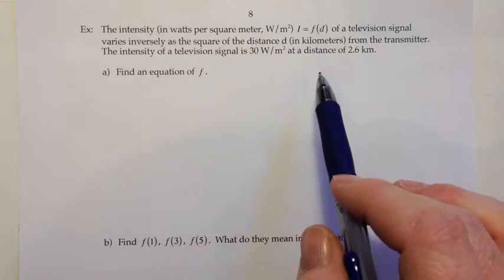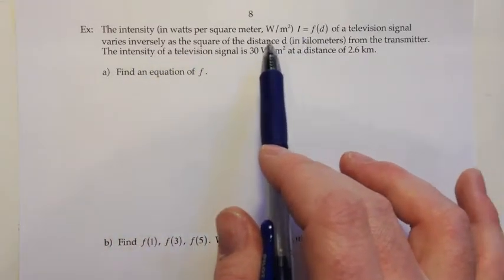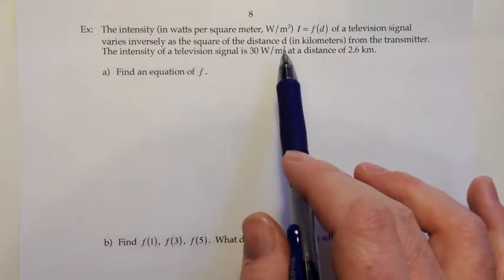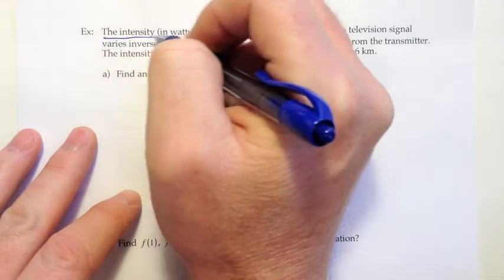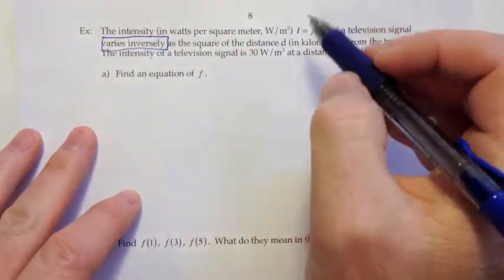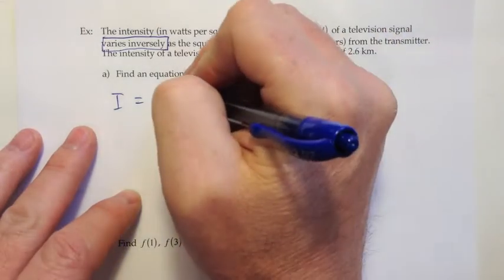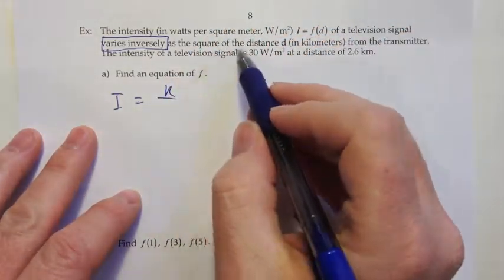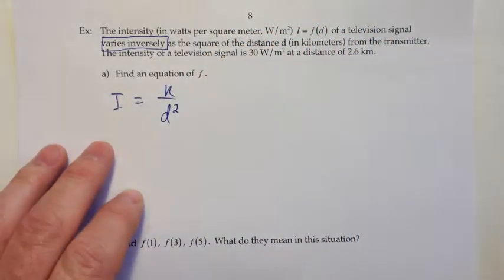So it got kind of chopped up there with the units, so if we read that more smoothly, the intensity I varies inversely as the square of the distance d. So where's that phrase? Varies inversely means k over. So the intensity I is equal to k over, and then what did it say? The square of the distance. So the square of the distance would be d squared.